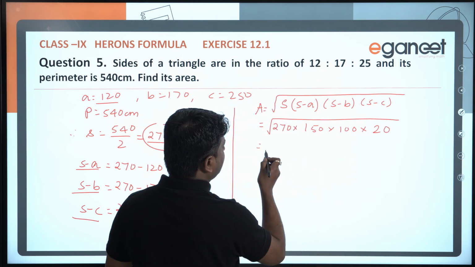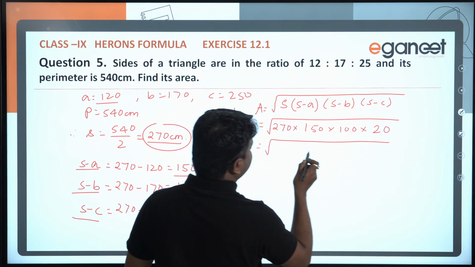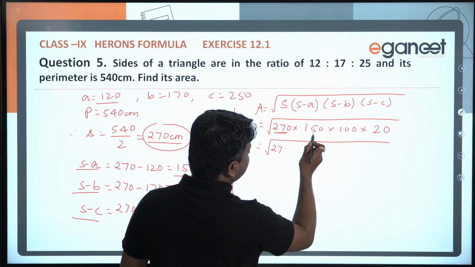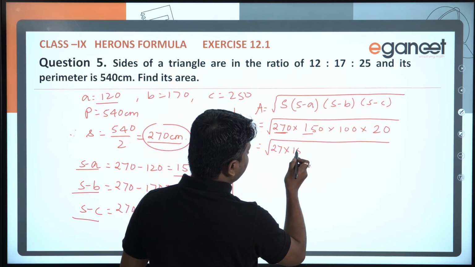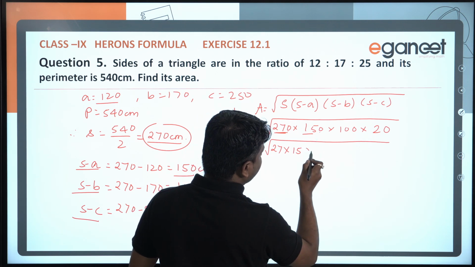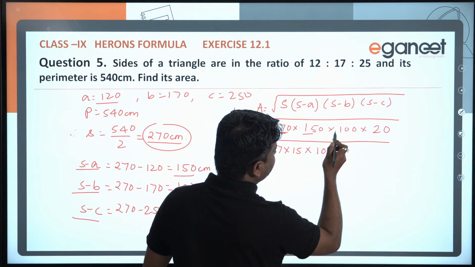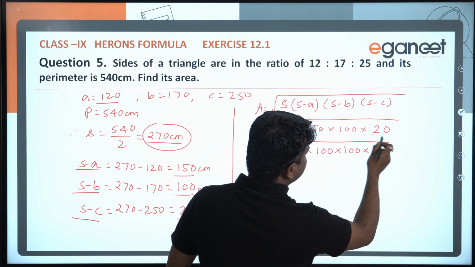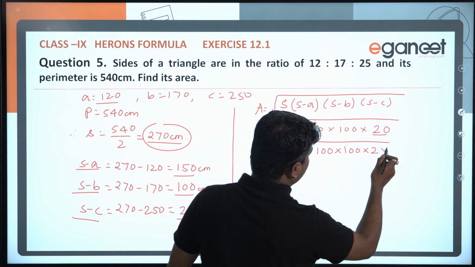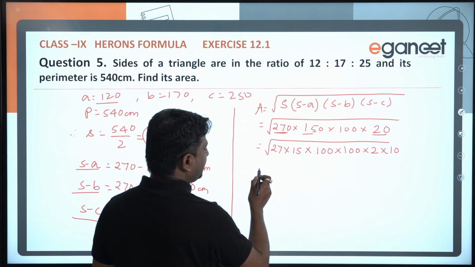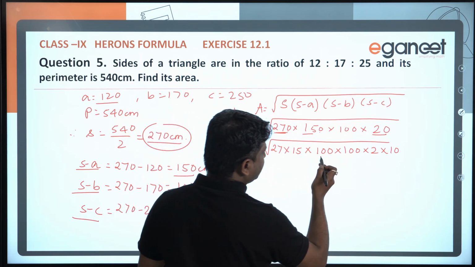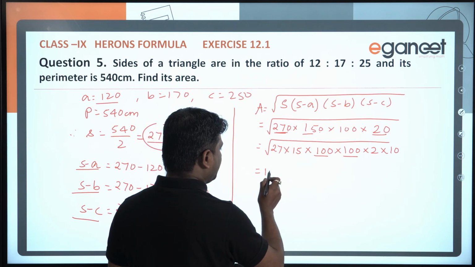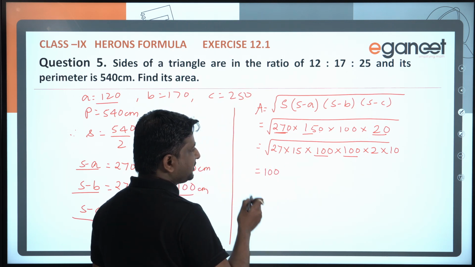Okay, now observe carefully. Let me write this as 27. This becomes 15. Right? Now this 10 and 10 will become 100. This 100 is already there, and this is 20. It means 2 into 10. Now what are we getting from here? Observe. This is 100 and this is 100 in the root. So 100 comes out of the root.